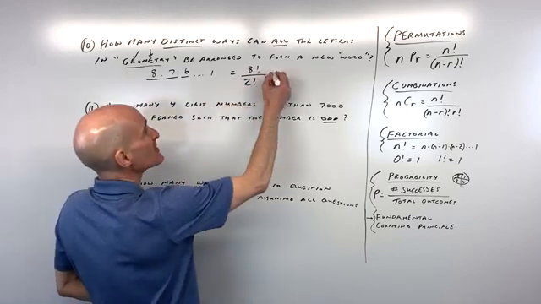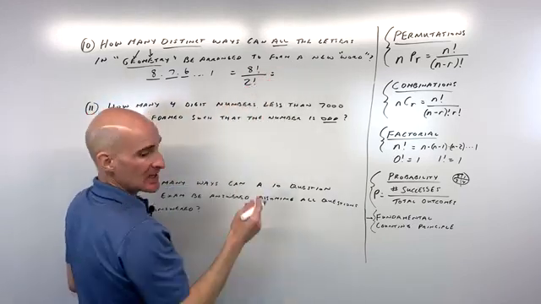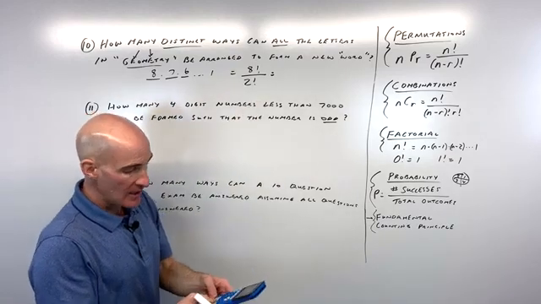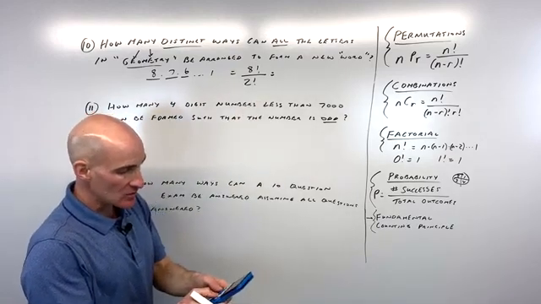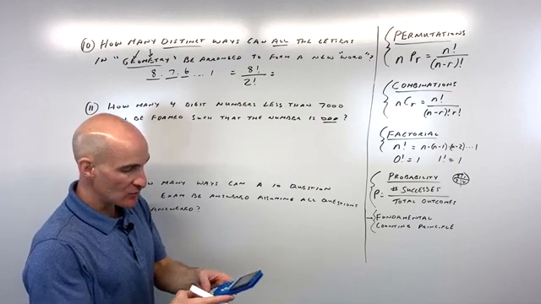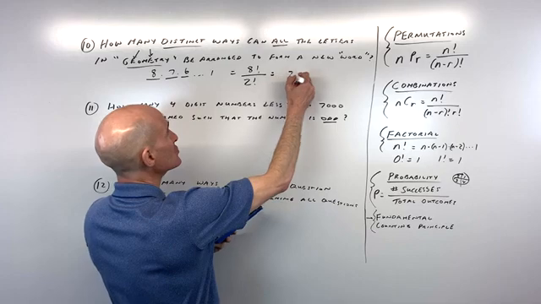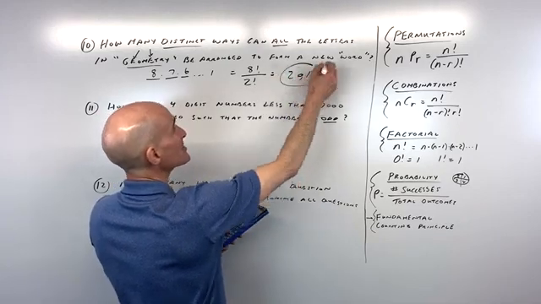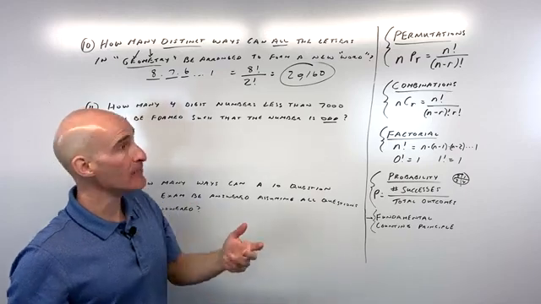And let's expand this out. So this would be 8 times 7 times 6 times 5, all the way down to 1, divided by 2 times 1. And let's see what that comes out to. So 8 factorial divided by 2 factorial comes out to 20,160. So 20,160 ways that you could do that.